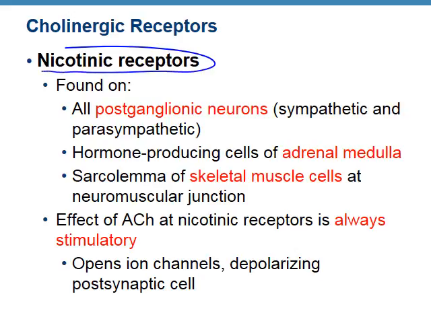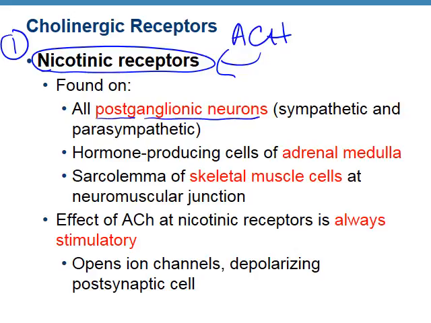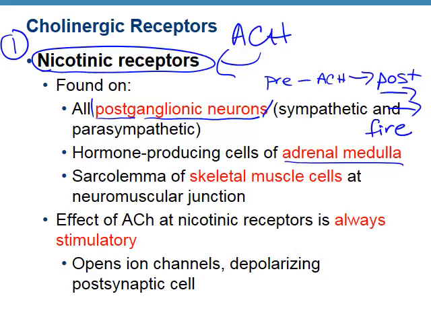Where do we find nicotinic receptors? This is the first type. So remember, we're talking about acetylcholine binding. Acetylcholine can bind to a nicotinic receptor. Where do you find them? They're on all postganglionic neurons. Remember, the pre has to release acetylcholine. Well, that acetylcholine has to be able to trigger the post neuron to fire. So all postganglionic neurons have to have nicotinic receptors that acetylcholine can bind to. Also the adrenal medulla, also the skeletal muscles of the cell.